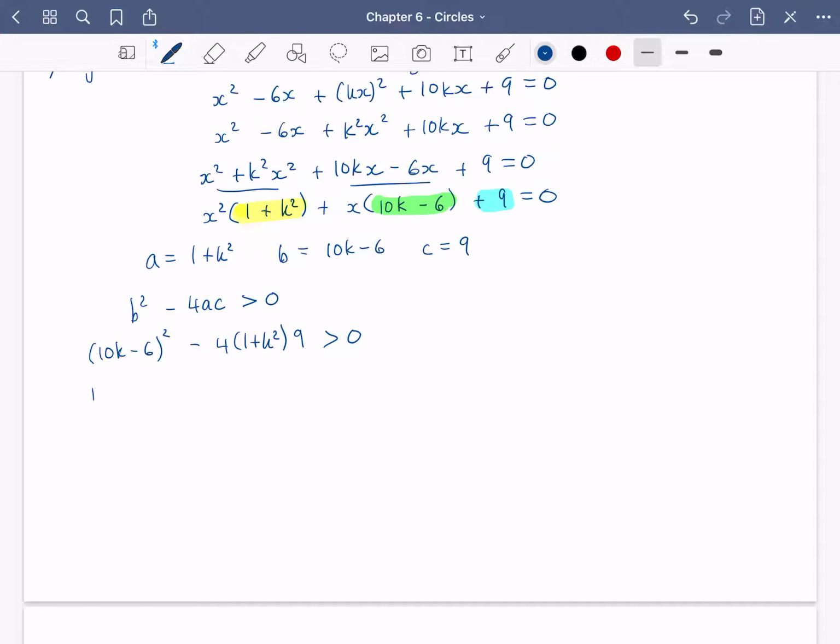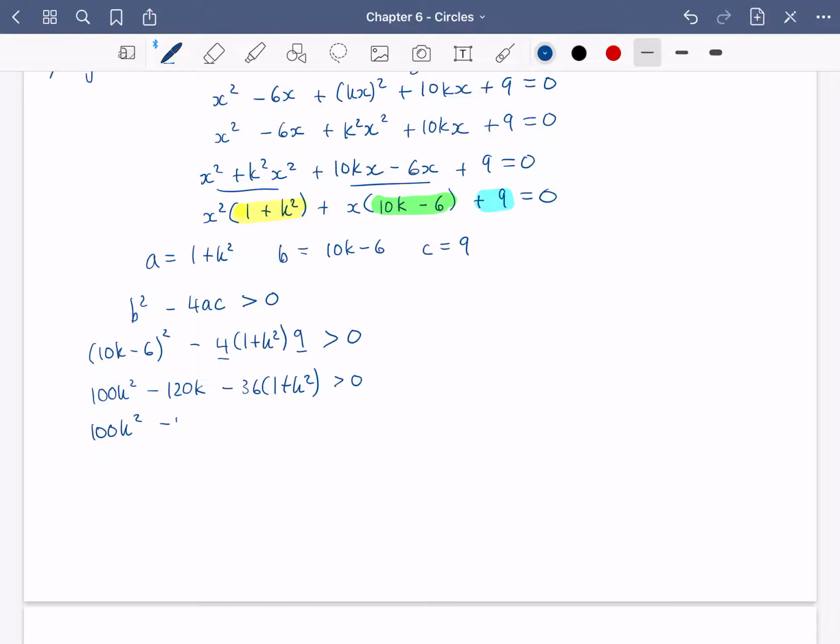So 10k squared is going to be 100k squared minus, well, you'd have the 6 times 10, which is 60, but you're going to have that twice, minus 120k. And then here you've got the 4 and the 9, which is 36. So you've got minus 36. 1 plus k squared is greater than 0. Although it's weird numbers, this is still just a quadratic equation.